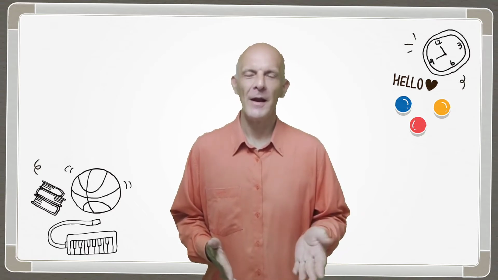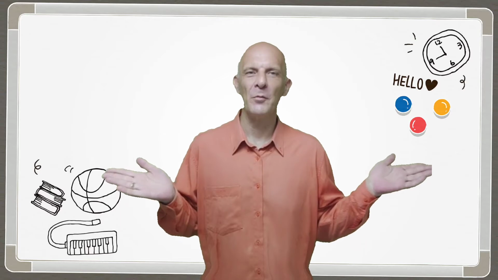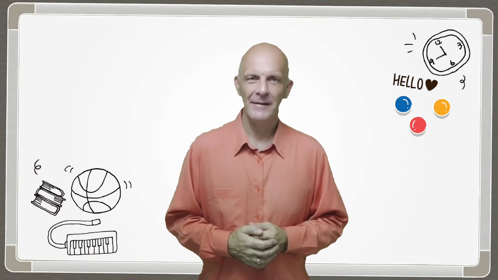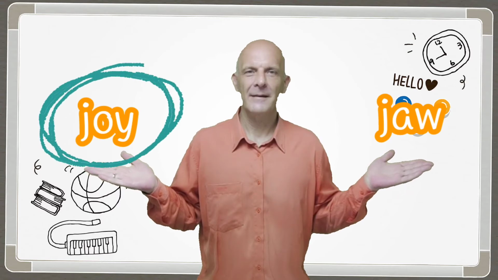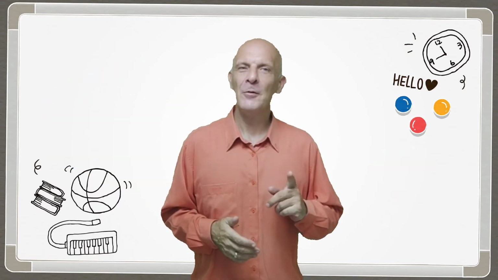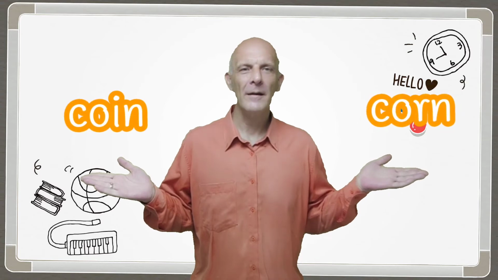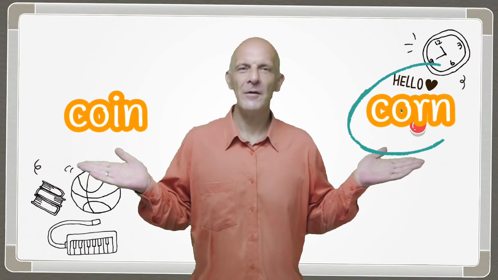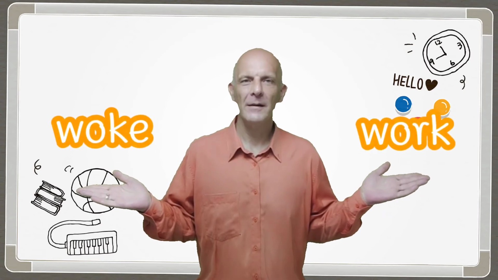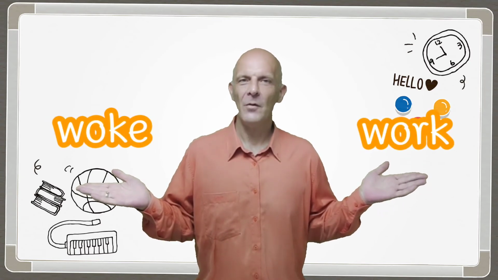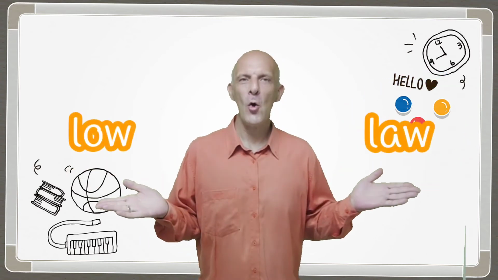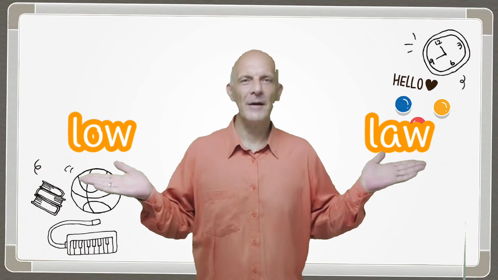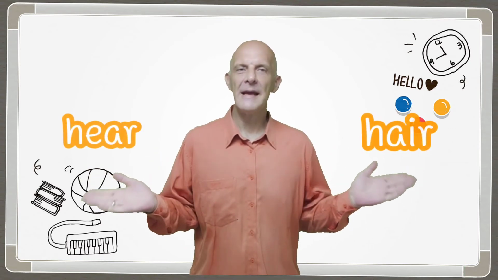Now let's have a little review of what we've just done. I'm going to say a word and I want you to point to which word I'm going to say. First word is joy. Is it this one or this one? Number 2 is corn. This one or this one? What do you think? Work. Again, which one do you think? Low. Again, which choice? Finally, here.